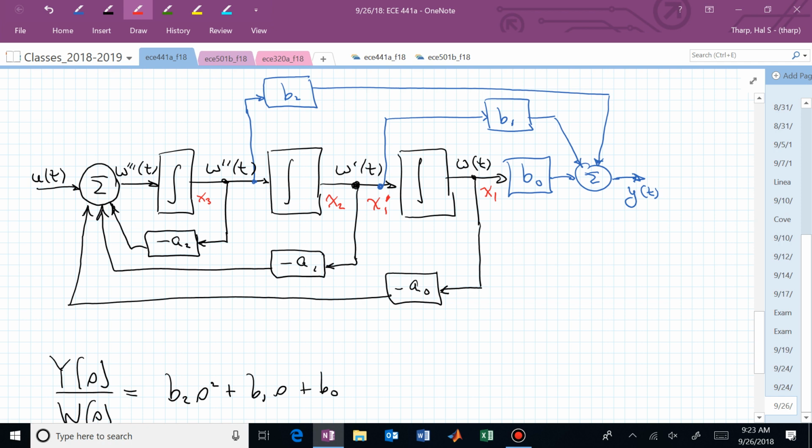And now do you see how I need to write all of my primes in terms of unprimed x's and u. And now I have x1 prime and x2 holding hands. They're equal. So x1 prime is just equal to x sub 2 in this way of representing a transfer function or a state space of a system. Here is now x sub 2 prime. And here is x sub 3 prime.